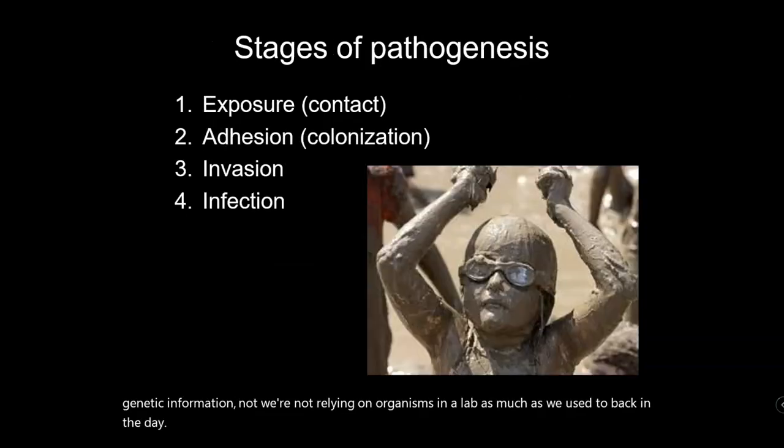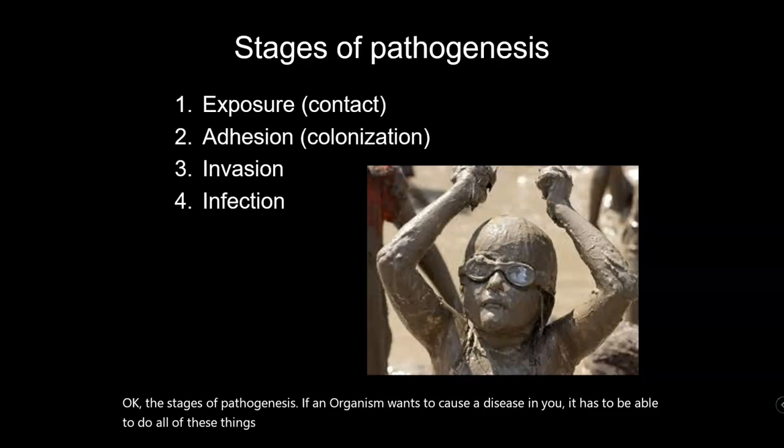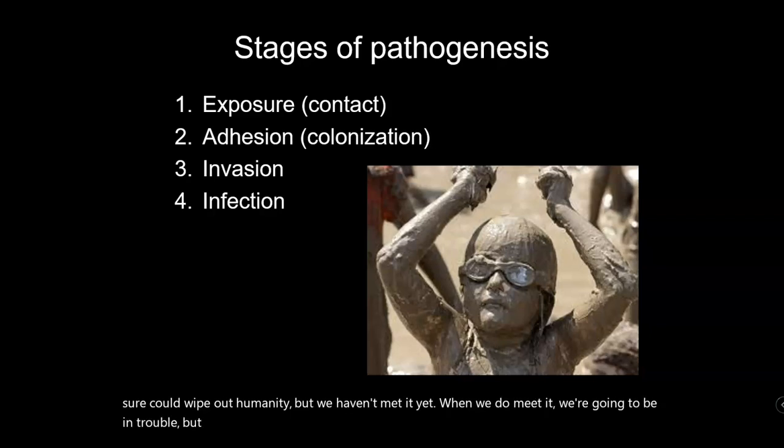Okay, the stages of pathogenesis. If an organism wants to cause a disease in you, it has to be able to do all of these things. First, you have to be exposed to it. Like there's a virus out there that I'm sure could wipe out humanity, but we haven't met it yet. When we do meet it, we're going to be in trouble. But because we haven't been exposed to it yet so far, we're doing okay, although COVID did do a number on us.